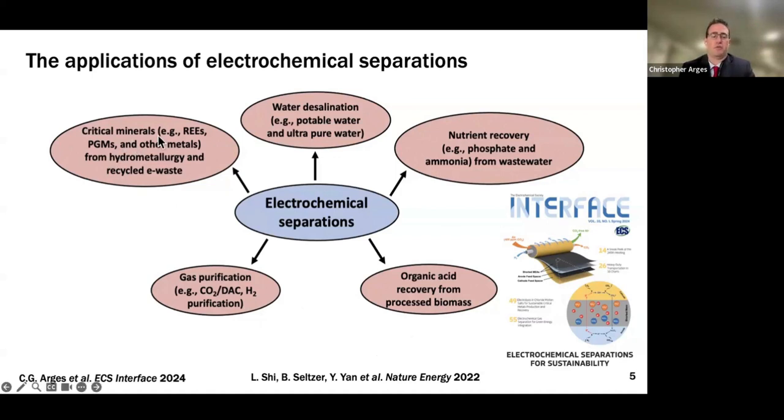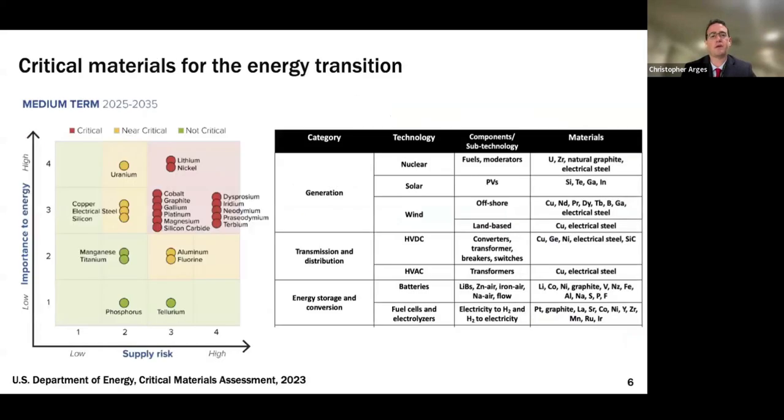But what we'll talk about a little bit is in the critical mineral space, mainly copper and lithium today. But there's other critical minerals that are important, such as rare earth elements, platinum group metals, et cetera, et cetera. So as you can see, electrochemical separations can really touch upon multiple different areas. And so this ECS interface article that came out last spring highlights all these different areas. And so this image is for CO2 removal from air using a shorted electrochemical membrane.